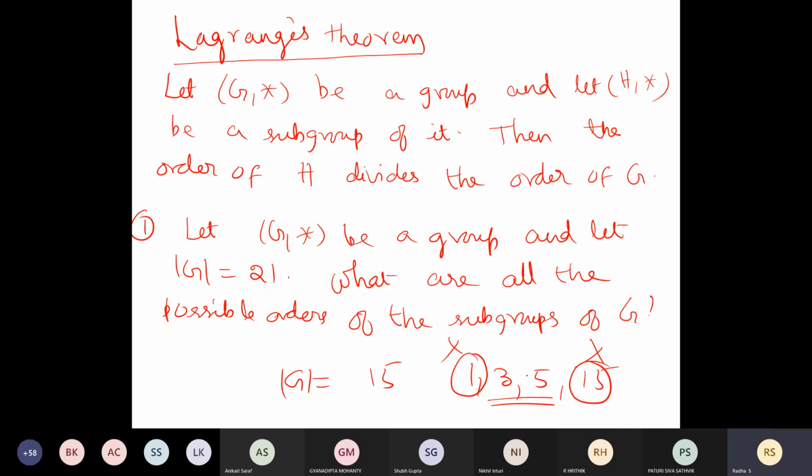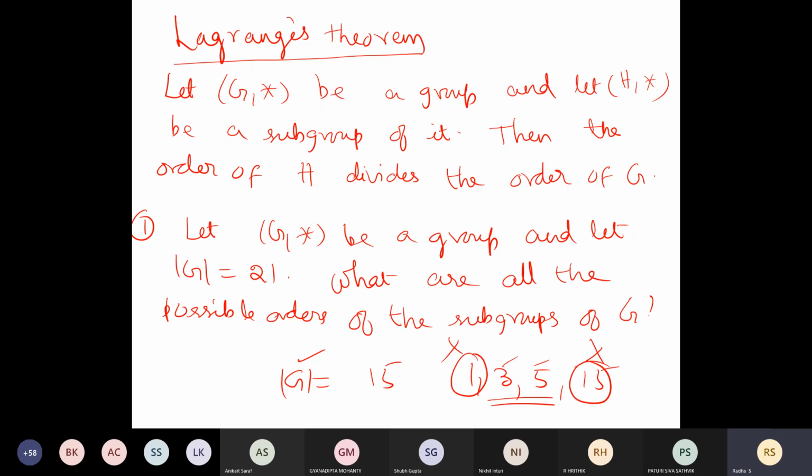So the only thing I can say is, if at all you find subgroups of this particular group G, the only possible orders are 3 and 5. Only possible, but I cannot ensure that there will be subgroups of order 3 and of order 5. Not at all. These are all the possible orders. So that is the meaning of the converse of Lagrange's theorem.